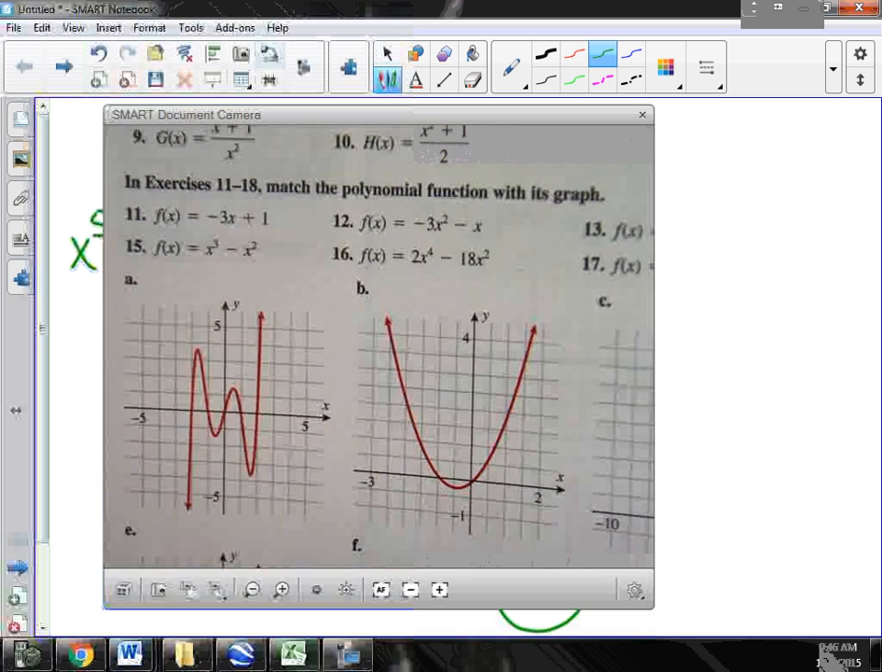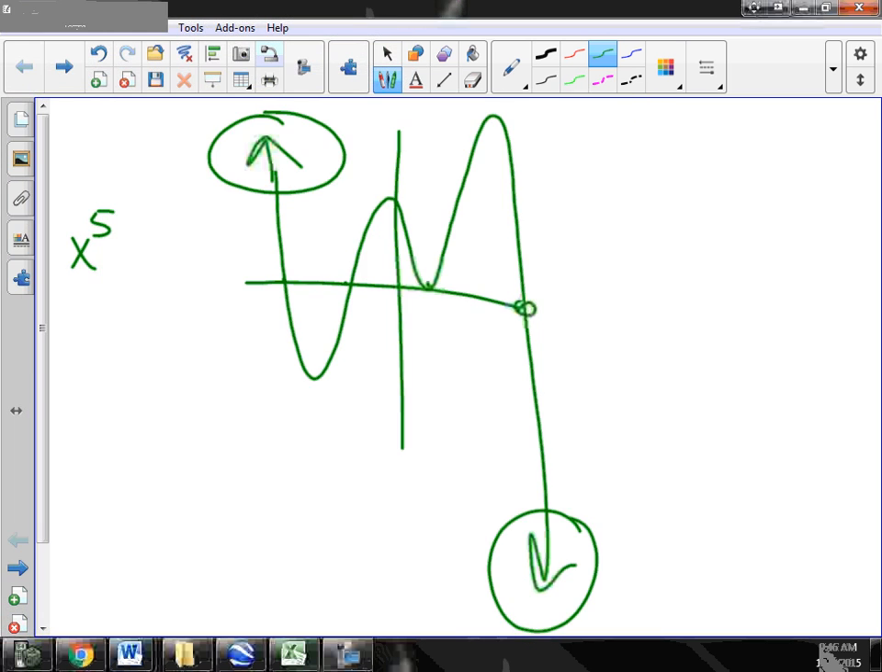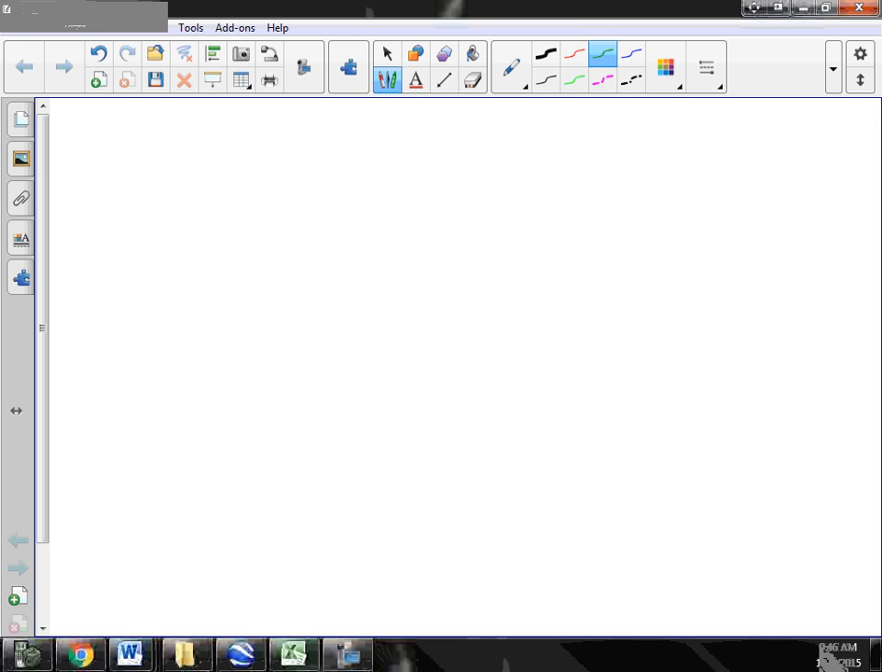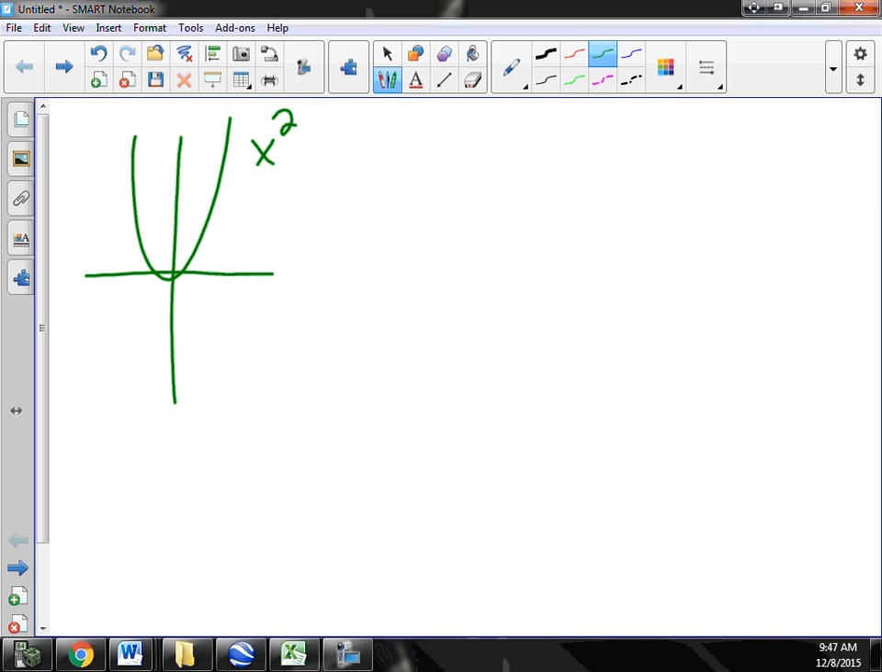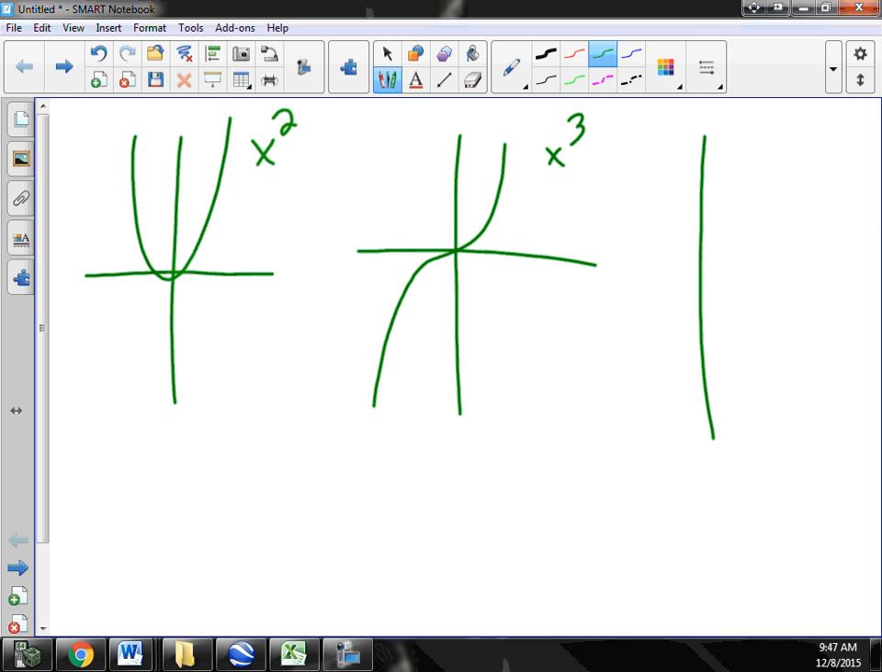So, what if I wanted to do transformations? They don't have any x to the firsts, do they? Okay. So we know x squared looks like this. We know that x to the third looks like that. What does x to the fourth look like? If we just graph x to the fourth, what would it look like?